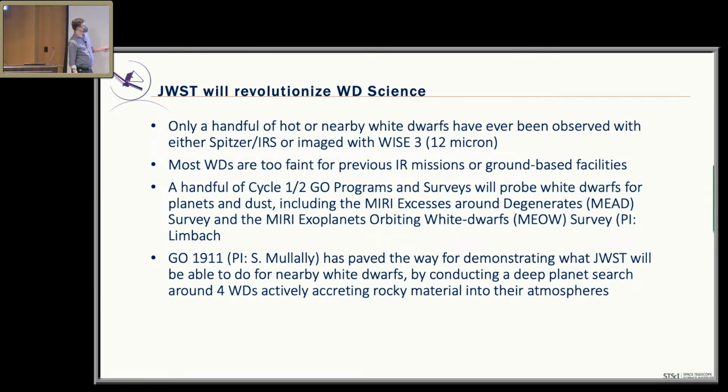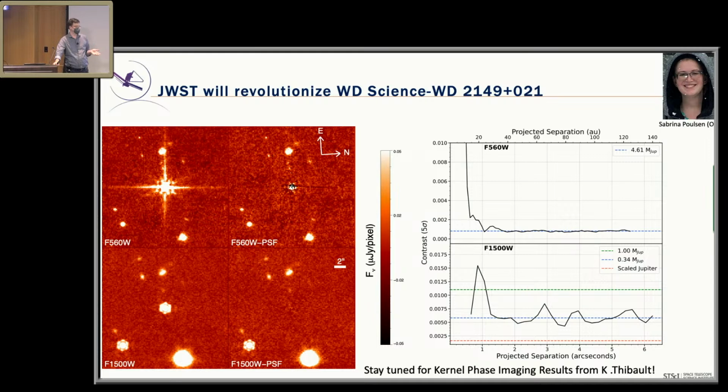So while I won't be able to really tell you much about some of the cycle 1 and 2 GO programs that are ongoing, including MEAD, there's also the MEOW survey by Marianne Limbach, and I should say with deep MIRI imaging. We went very deep at 15 microns to look for direct imaging of giant planets, cold giant planets, but we also took 3 other filters with shallower images at 5 microns, 7 microns, and 21 microns to also characterize the long wavelength tail of the white dwarf SED to look for infrared excesses.